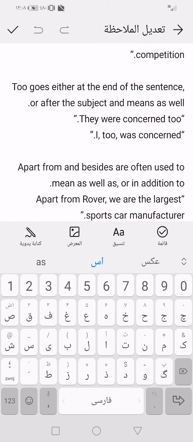To, spelled t-o-o, goes either at the end of the sentence or after the subject and means as well.